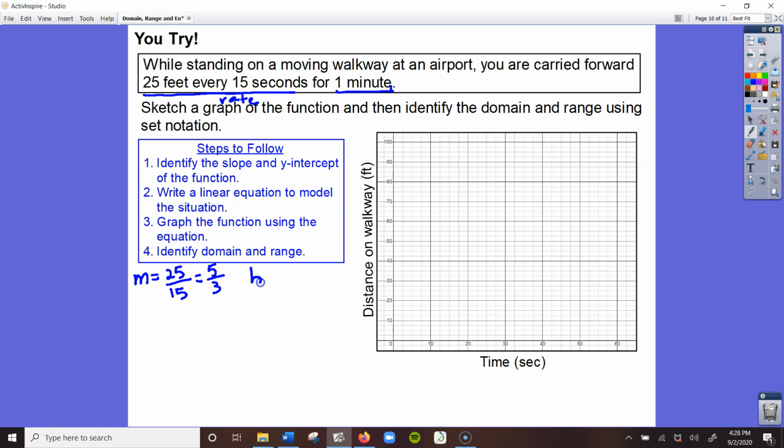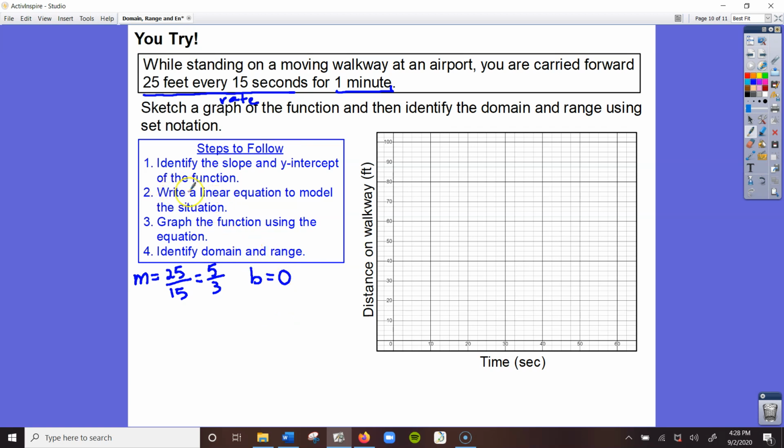Now we also need the y-intercept. The y-intercept, remember, is your starting point. The moment you step on the walkway, when t is equal to 0, we haven't moved anywhere. So that means the distance would be 0.